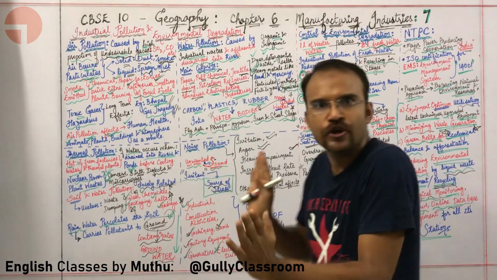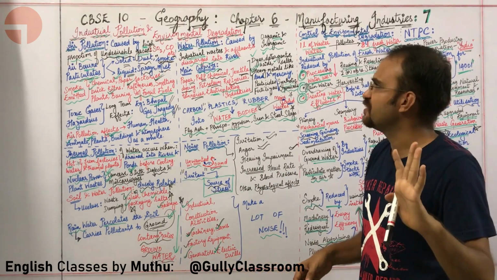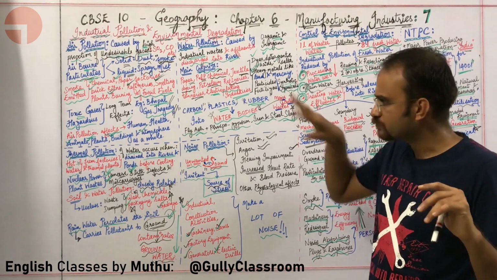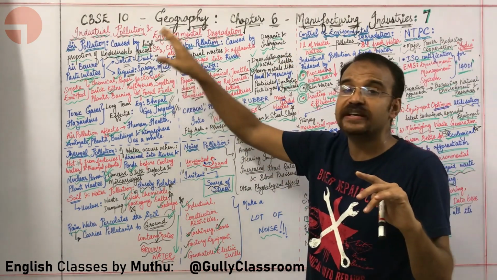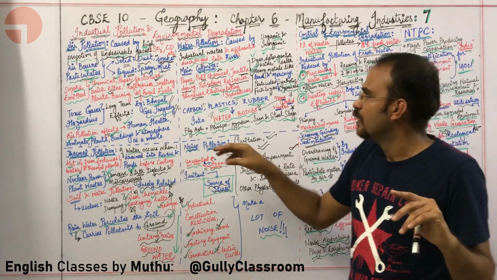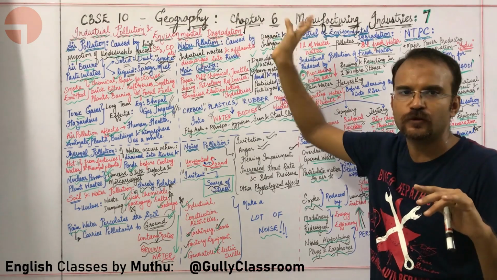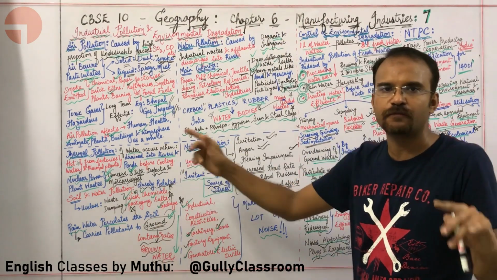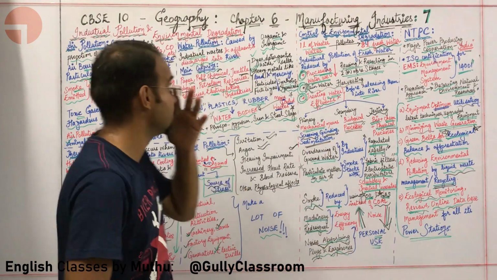Anyway, how are you going to study this particular lecture? A 4-star question can be asked. They can ask you, how is the industry polluting our environment? So you will write about air pollution a couple of points, water pollution a couple of points, thermal pollution a couple of points, noise pollution a couple of points. So that's a 5-mark question.